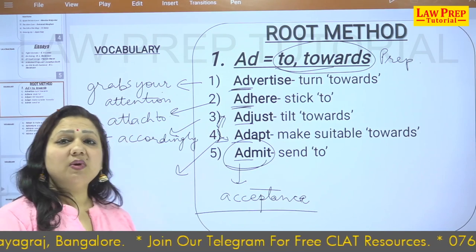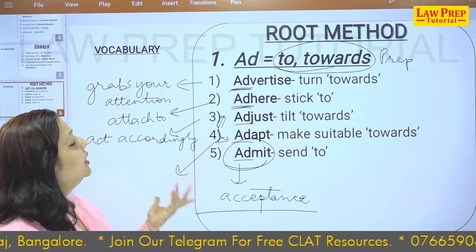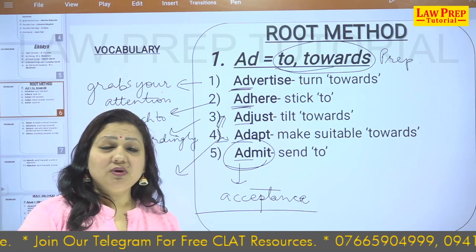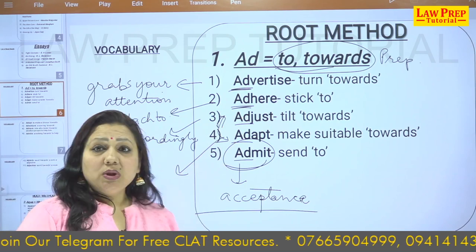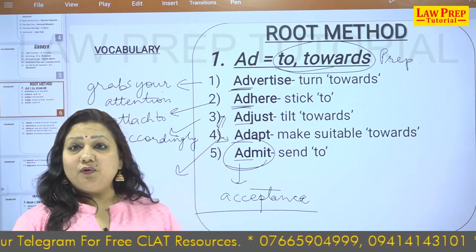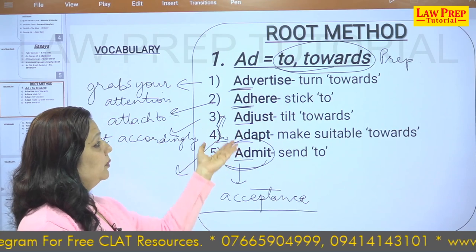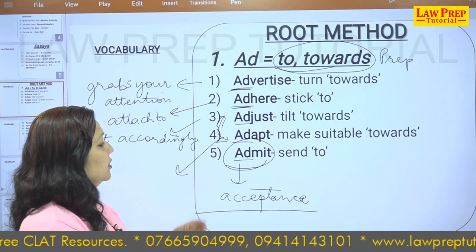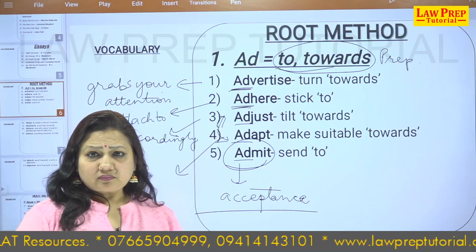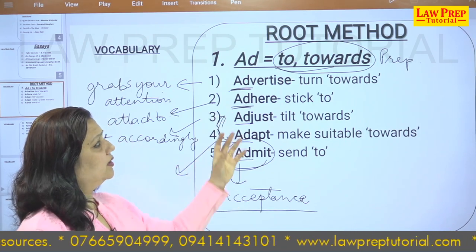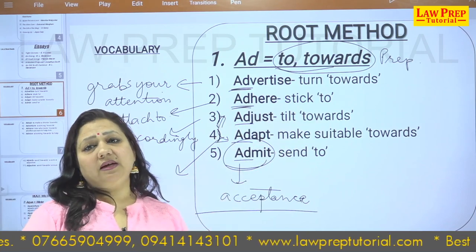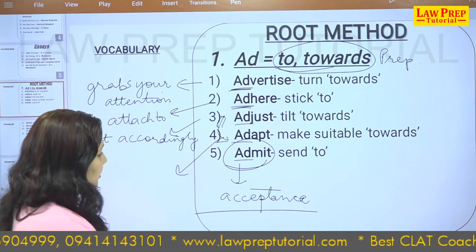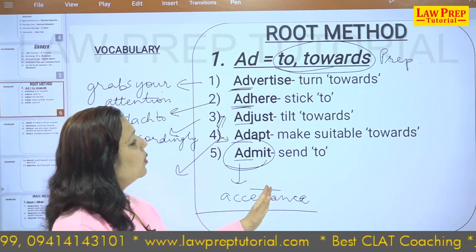I'll make up a sentence to explain further. He tried to advertise his talent, right? You should showcase or advertise your talent. Adhere to the rules of grammar. It's very important for CLAT preparation. He adapted or adjusted himself to the changing circumstances and scenario, and he admitted his mistake. So, when you are having these words with AD, it means to or towards something, and that is why AD means the same. Moving on to further words or further things with this, I hope you have understood all of these words, very simple.